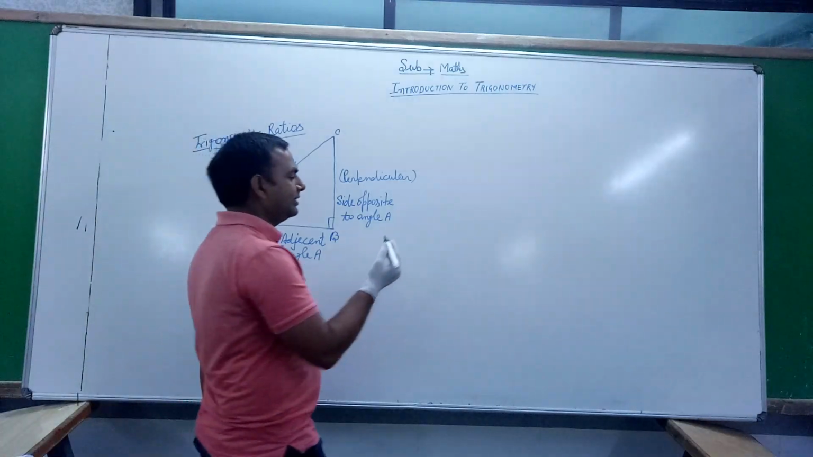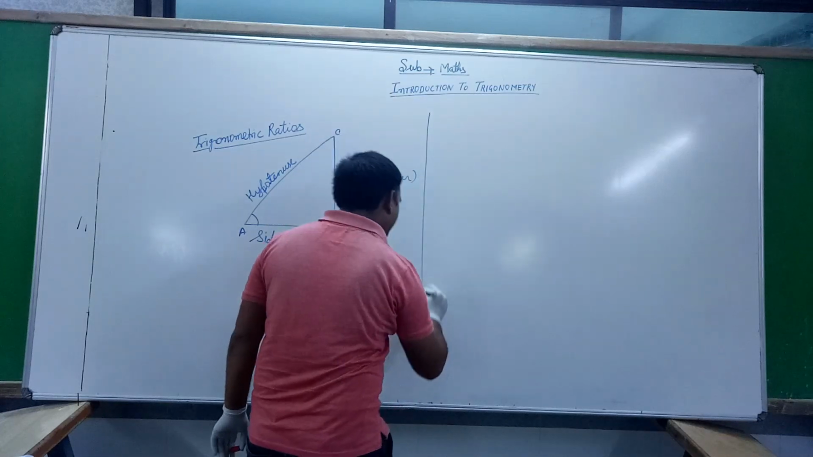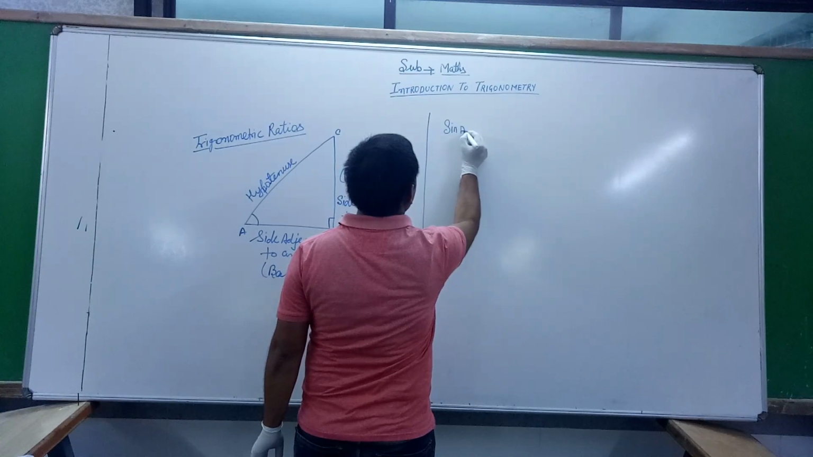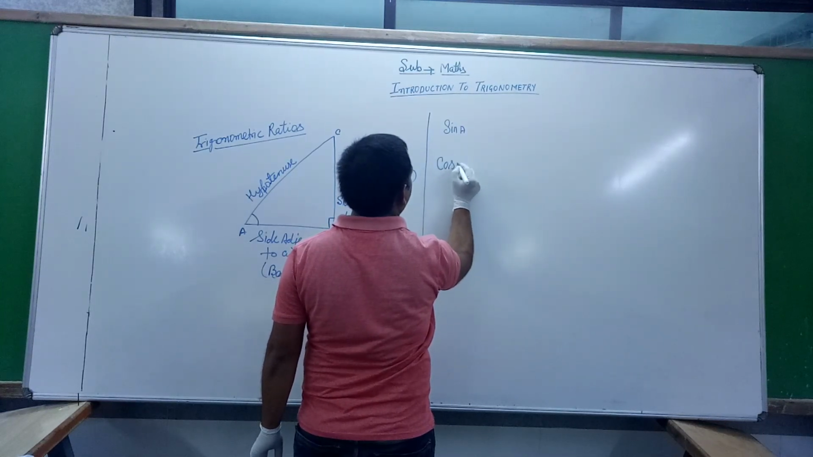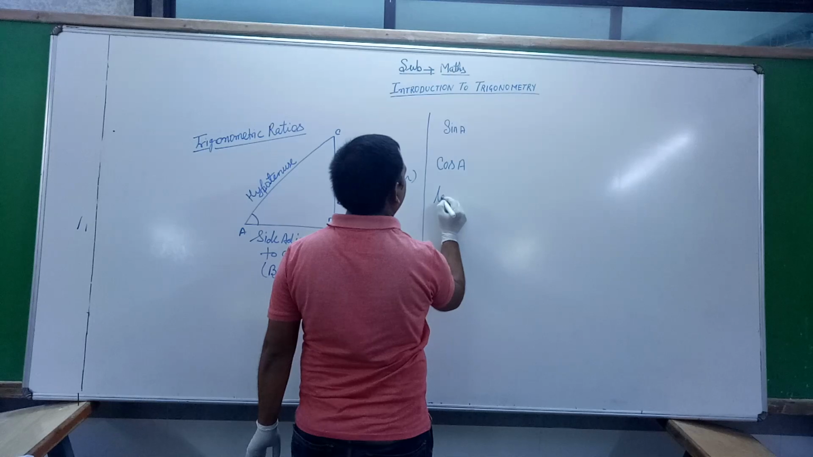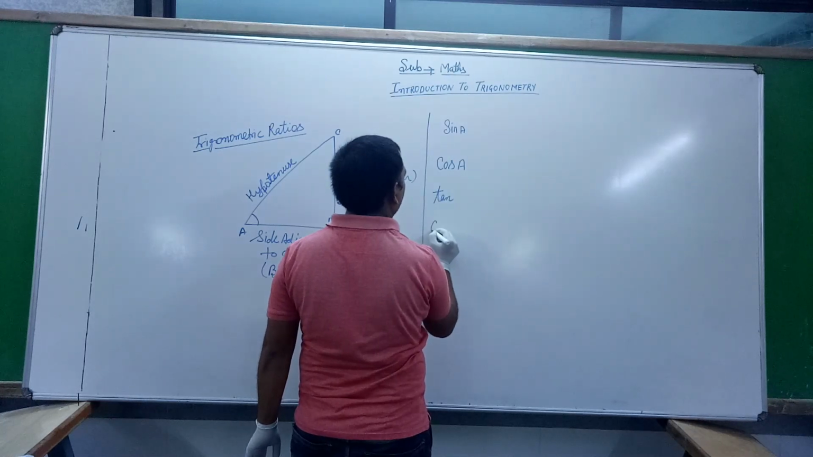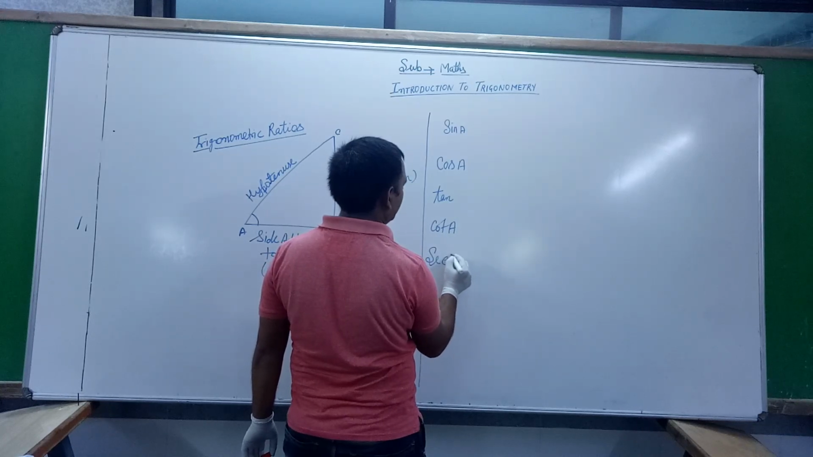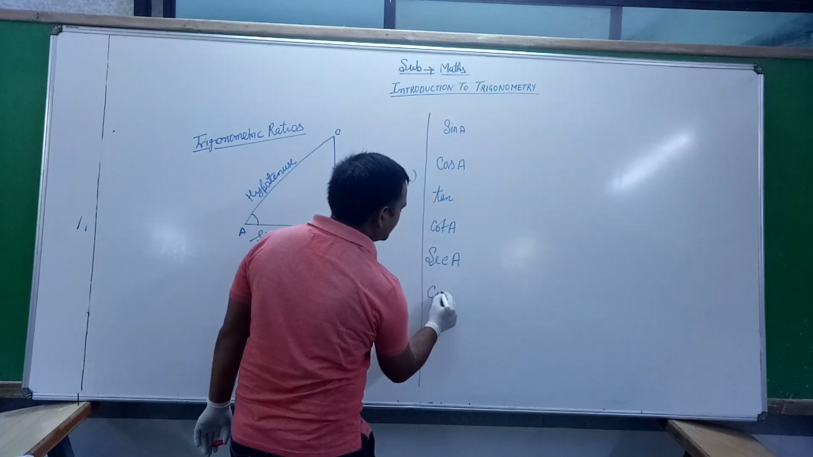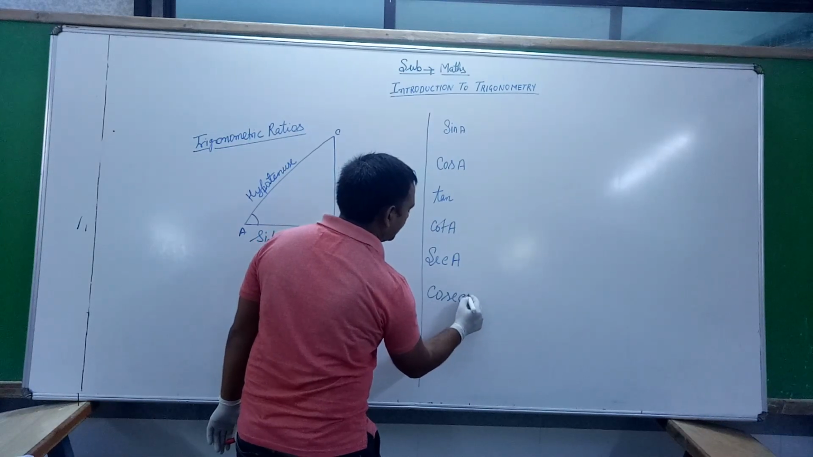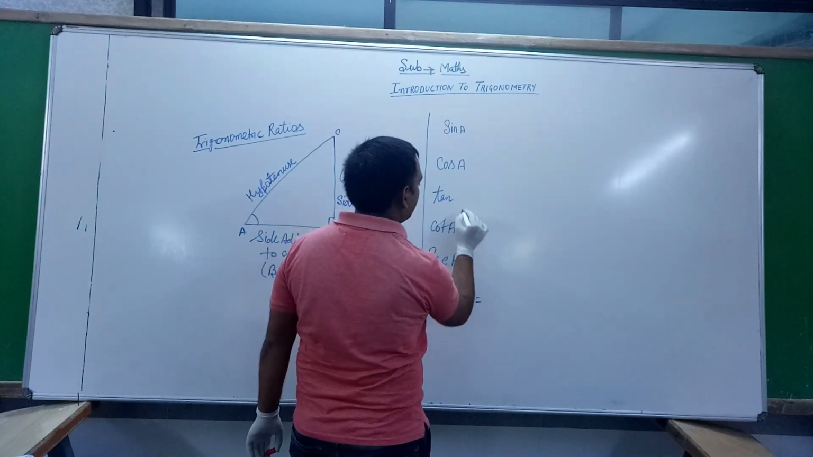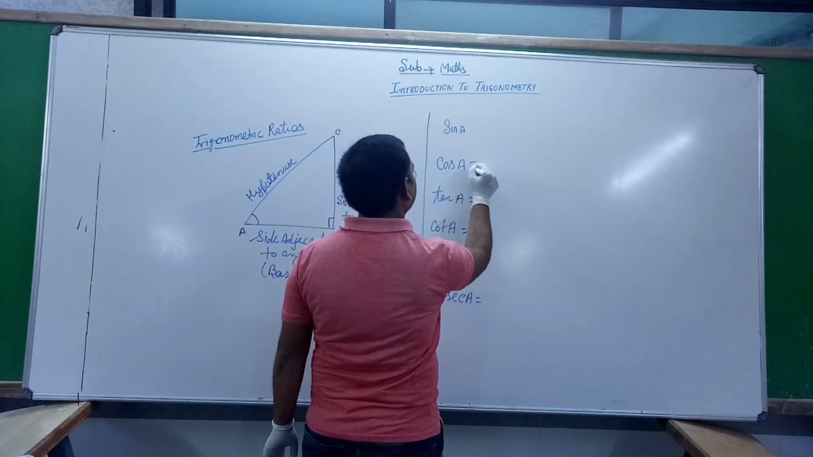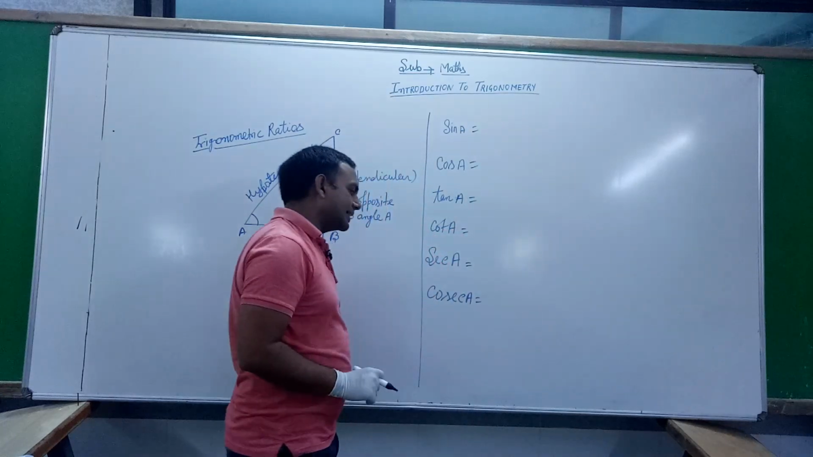So we are taking all the trigonometric ratios: first is sin A, second is cos A, then tan A, then cot A, then sec A, after that cosec A. These are the values. We can find the ratios. There are the 6 trigonometric ratios: sin, cos, tan, cot, sec and cosec.